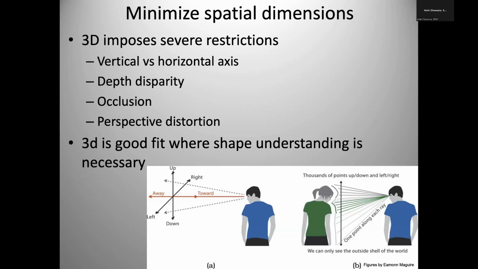Minimize spatial dimensions where we can. So if you can get away with using 2D, just use 2D. 3D is a very hard place to be, because it imposes severe restrictions on how far you can see. There can be a lot of occlusion, and there can be perspective distortion. 3D is a great fit where shape understanding is very important. So depicting, let's say, a graph or an abstracted tree in 3D is not really a good idea. But depicting the shape of something where shape understanding is important is a great fit for 3D.